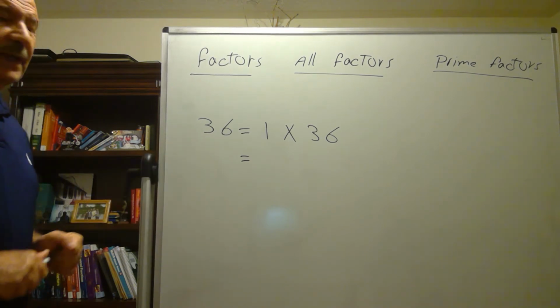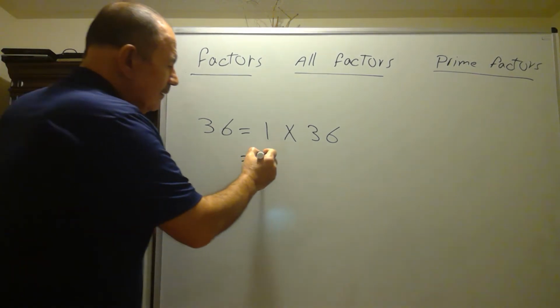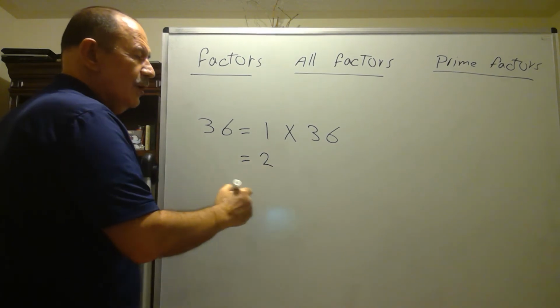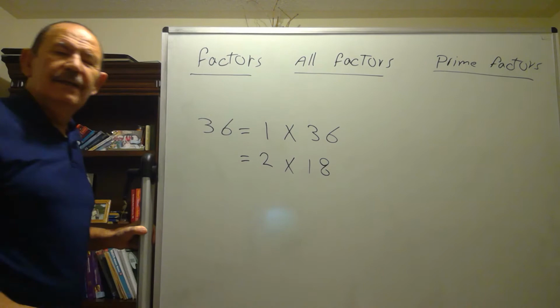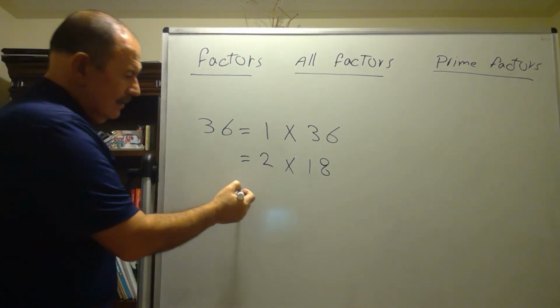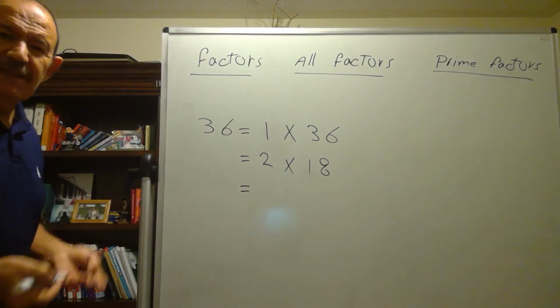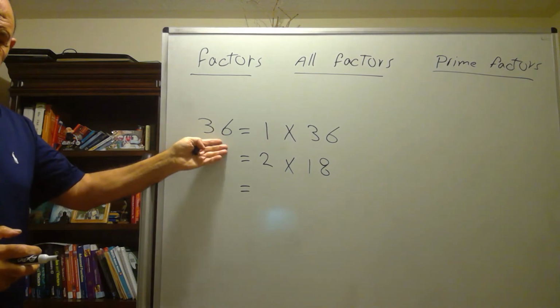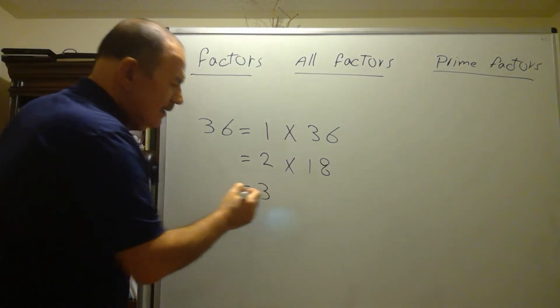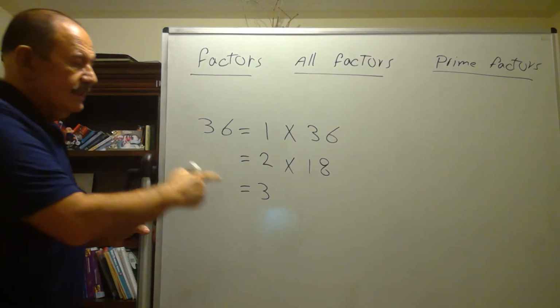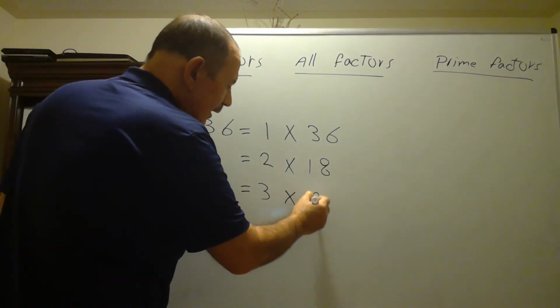36 is an even number, and all even numbers are divisible by 2. So 36 divided by 2 is gonna be 18. 2 is another factor. The other thing, 36 is divisible by 3 because 3 plus 6 is 9 and 9 is divisible by 3. So 3 is another factor. 36 divided by 3 is gonna be 12.